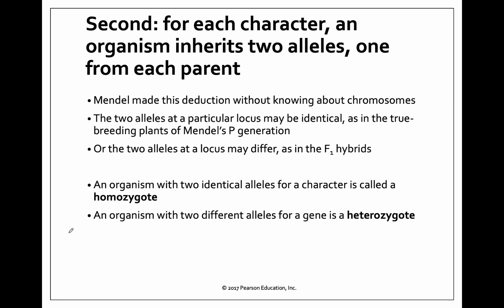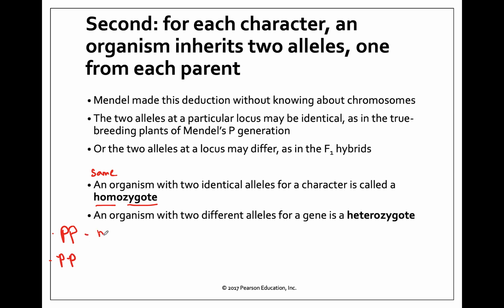So sticking with our flower color example, there are three options. You can be capital P, meaning that you got the purple color allele from both parents. Or you can be little p, meaning that you got the white allele from both parents. These are both considered homozygotes. This word homo here means same. So in this case, these both have the same letter casing. So big P, those are both capital. Little p, those are both lowercase.